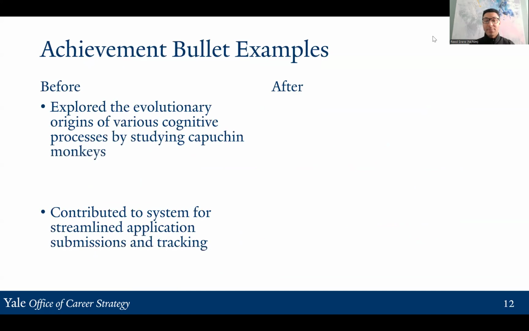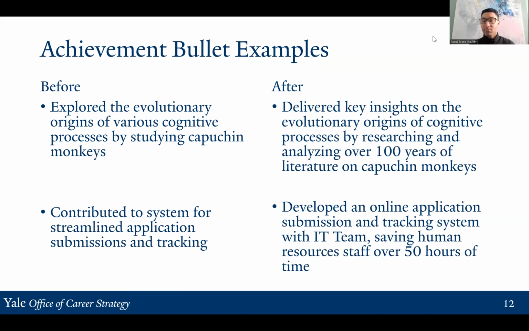Here are a few examples. A couple of befores: explored the evolutionary origins of various cognitive processes by studying capuchin monkeys. The after: delivered key insights on the evolutionary origins of cognitive processes by researching and analyzing over 100 years of literature on capuchin monkeys. The key differences in the second bullet point are: one, the person has really put themselves in the driver's seat. They're delivering key insights here. This is something that not everyone is doing as a part of this project. They're giving some quantity. They're looking at research and literature from over 100 years. You get a good sense of time.